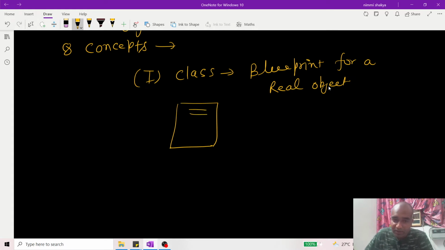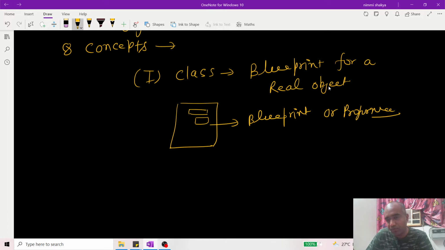If you see that form, you can only see some empty columns: name, father's name, your age, your date of birth, all those things you need to fill in. So this is a blueprint, or you can say a proforma, for collecting your information, right? In C++ or any programming language, when we create a class, we do the same thing. We create a blueprint for collecting the information so that we can create a real object.